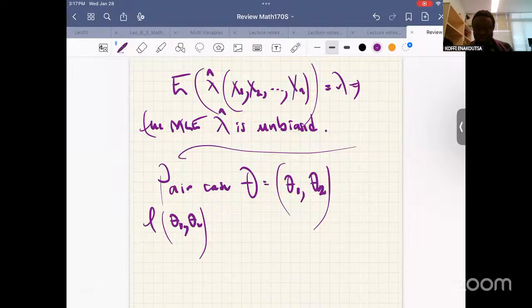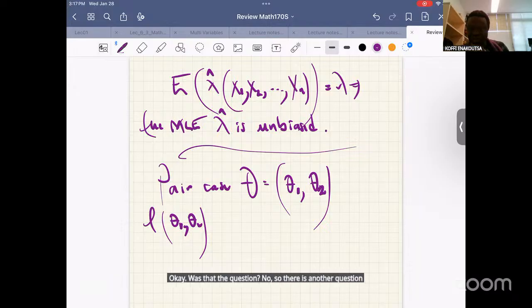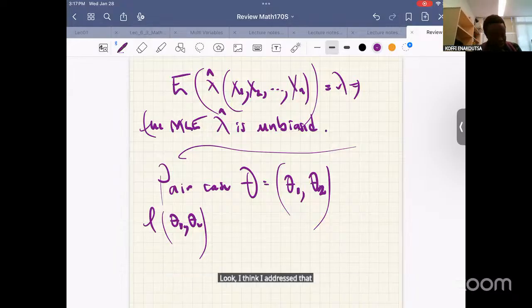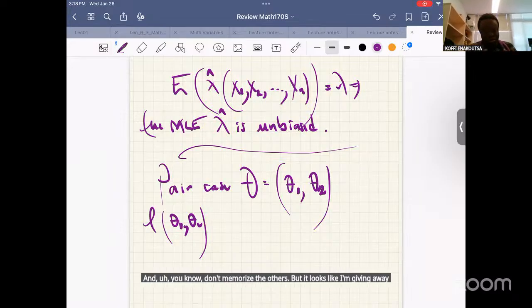No. Oh, so there is another question in the chat. Will we be given all distribution functions or should we... Look, I think I addressed that question already. I said not to memorize anything. I don't have all of those things on top of my head myself. But if I ask you to memorize this and don't memorize the others, it looks like I'm giving away what the test contains. I don't want to do that.